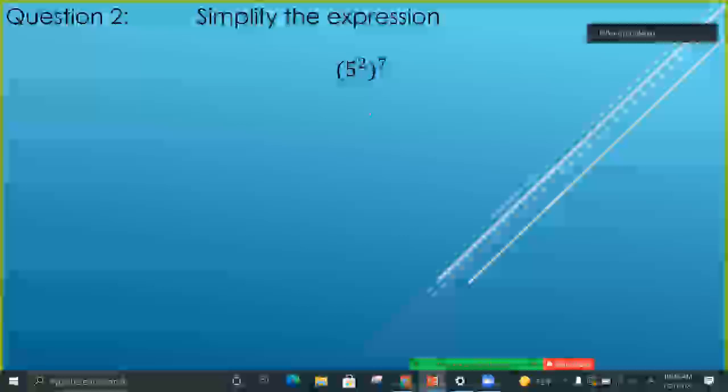I'm a little rusty on this, but obviously we times the 7 by everything in there. But do we add a 1 to the 5 or no? Actually, no, we don't. But we times 7 by 2, which is 14. There we go. That's good. Would it make it 5 to the 14th power? Absolutely. 5 to the 14th power.